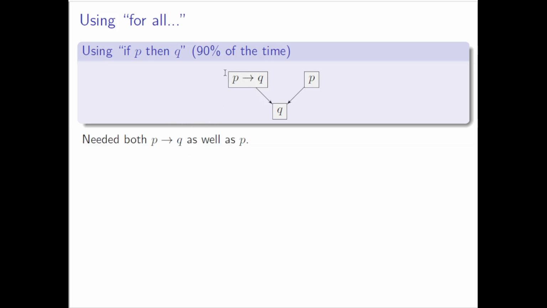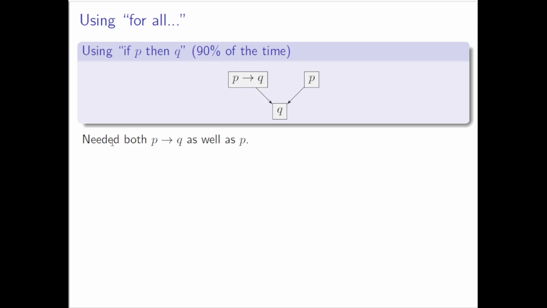To use it, we needed this and we needed this. You can't just use if P then Q on its own. If you just know if P then Q, you can't gain any other new fact meaningfully. This fact together with this fact had to meaningfully combine in order to give us the conclusion Q.